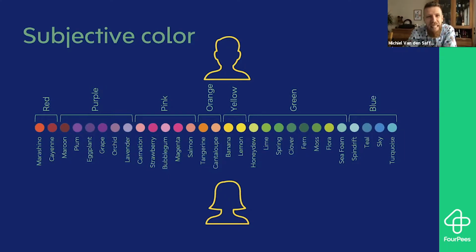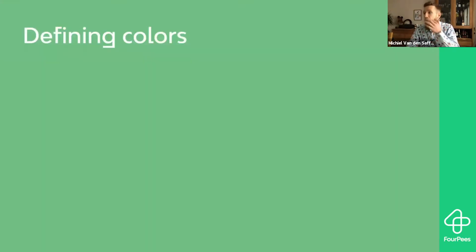So this is typically what we get to see. Now, one color, for example, the one way we can describe colors is by giving them names.